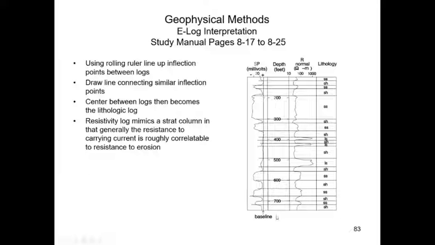This one's done on the side. I usually do it in the middle between them, but it doesn't really matter. And one thing about the resistivity logs is that they kind of look like a strat column, which is showing you the resistance to erosion. Shale erodes back in, and so those are indentations on the resistance log. Sandstone makes cliff faces oftentimes, and limestone makes ledges because it's even harder to erode. And so if you think about resistance to erosion, it will help you to remember the resistance to electricity, carrying the current.